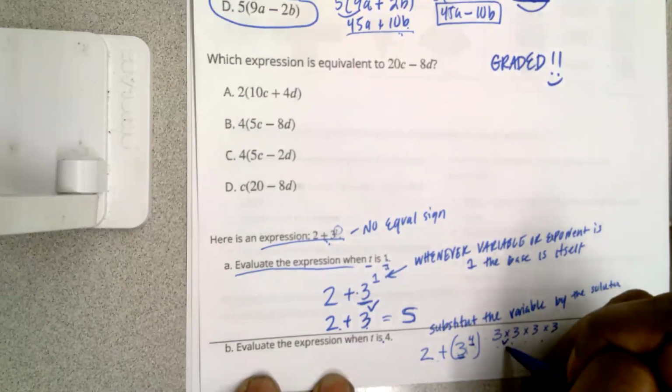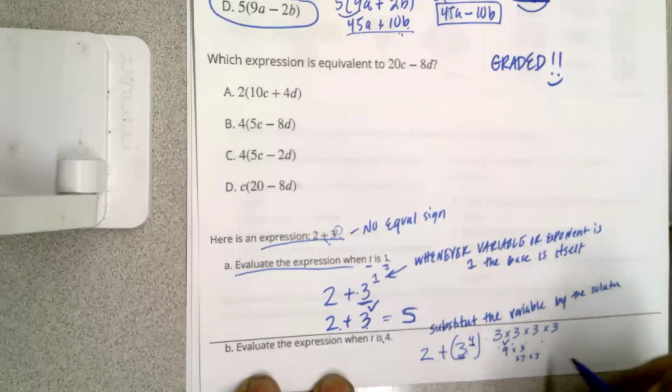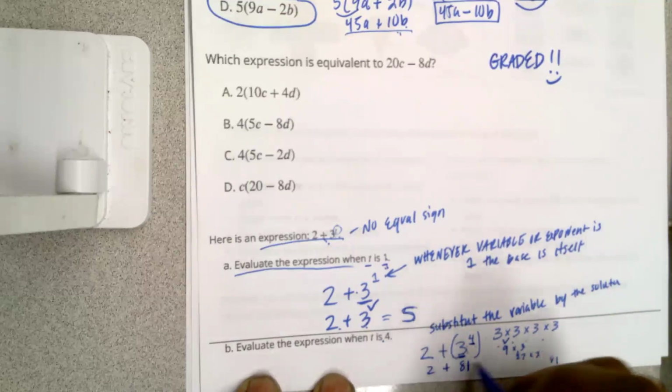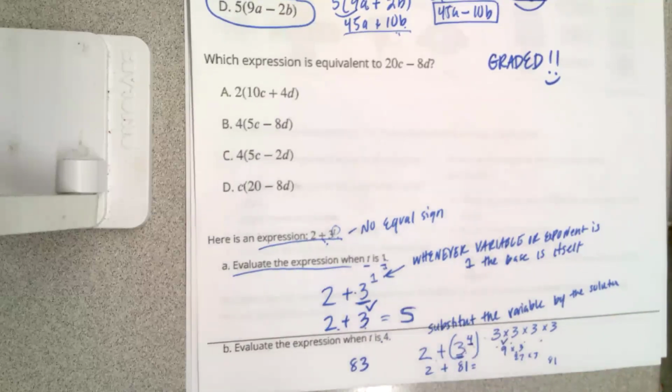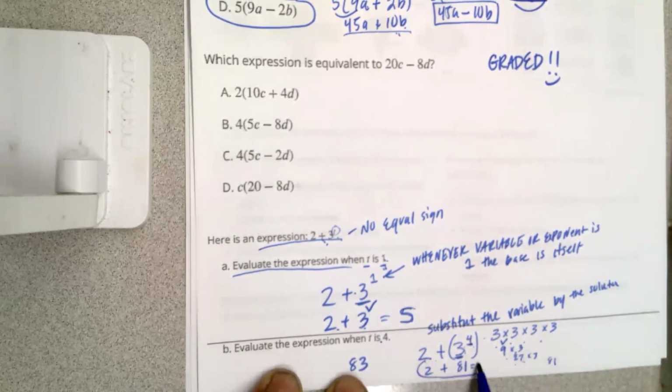3 times 3 is 9. 9 times 3 is 27. 27 times 3 is 81. So we know that is 81 plus 2, and 2 plus 81 is 83. You want to double check your work? 9 times 3 is 27. 27 times 3 is, 3 times 7 is 21, 3 times 2 is 6, plus 2 is 8, 81. And 81 plus 2 is 83.